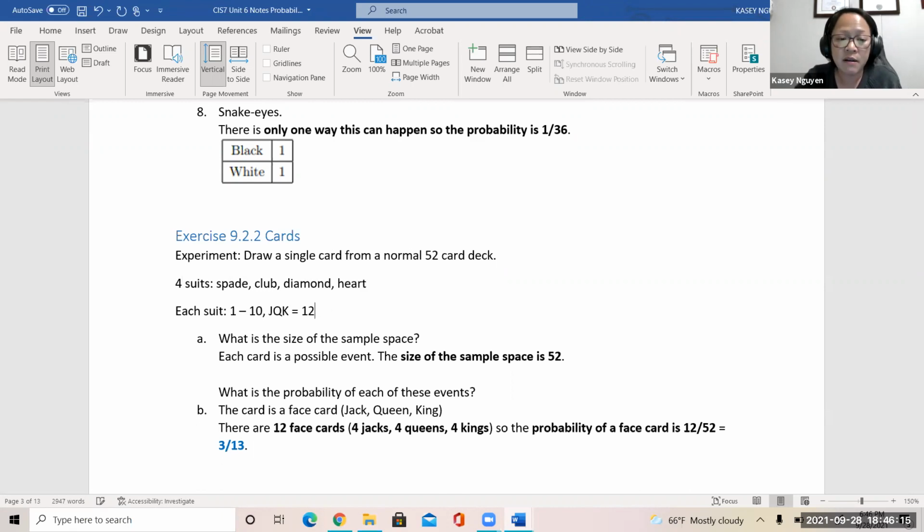I'm sorry, 13 cards. And then if I take 13 cards and multiply it by 4, that gives me 52. So I can say 13 cards per suit, and there are 4 suits. So my sample space is 13 times 4, which is 52.